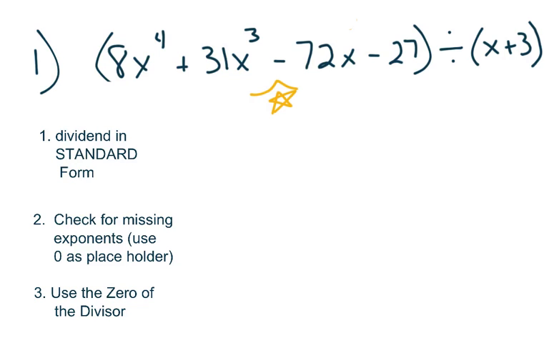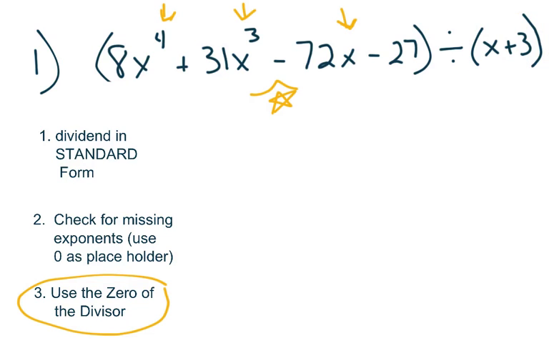And the third one is use the 0 of the divisor. Now, don't let this confuse you. Think about all the terminology we've been using. Here is my divisor. That is a binomial. Think of it as a factor. So if this is a factor, what is the 0 of that factor? Remember, we take the opposite of that number. So the 0 of that divisor would be -3.